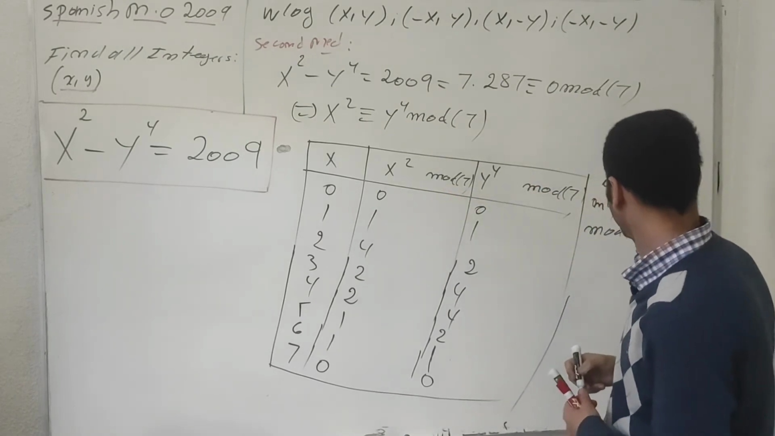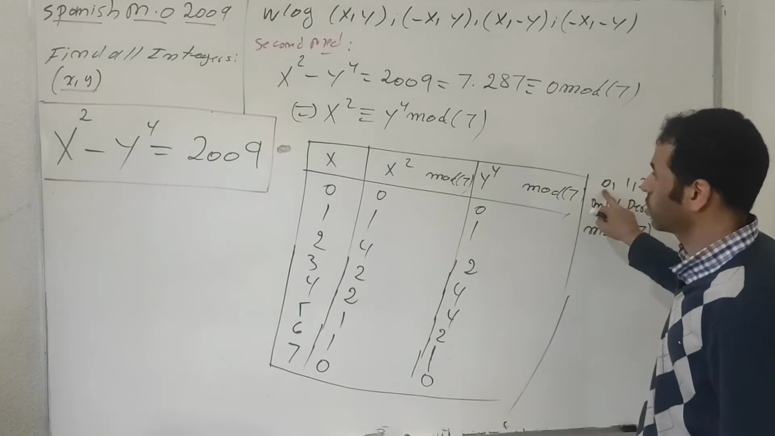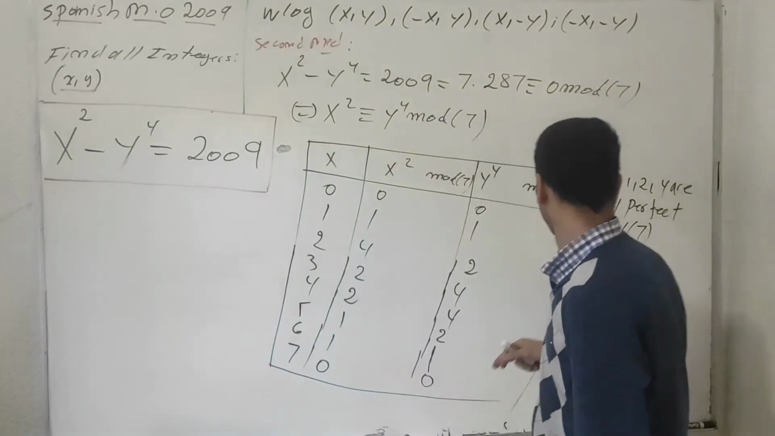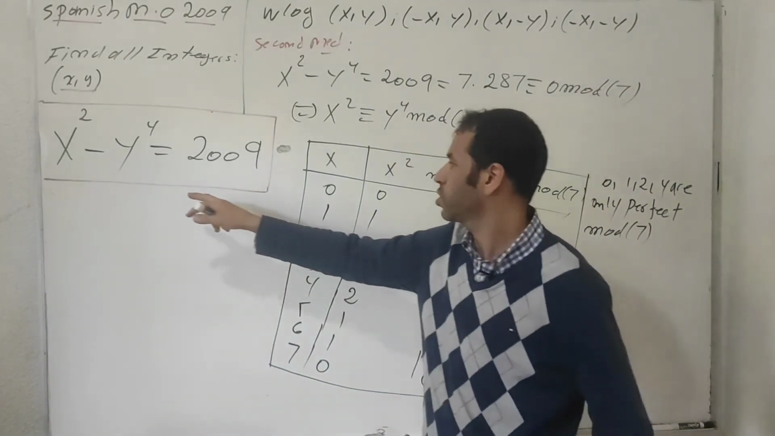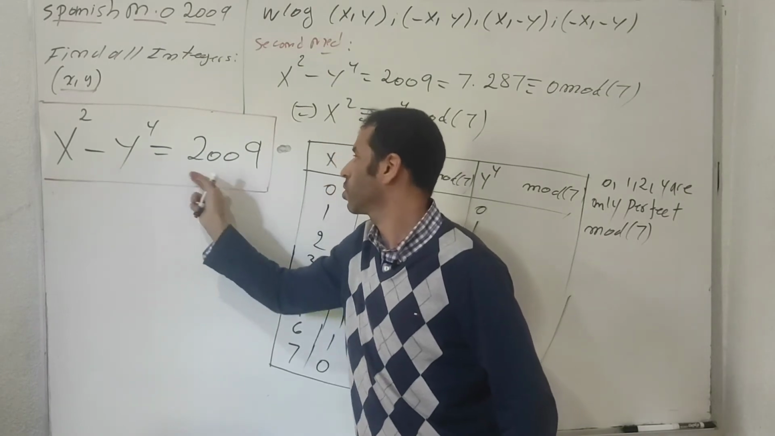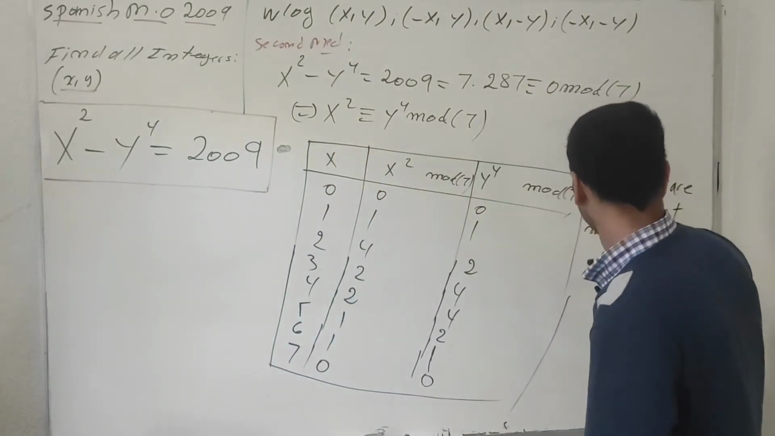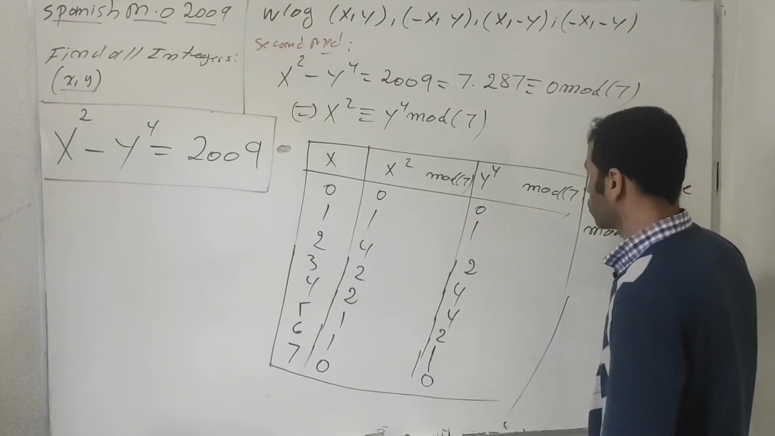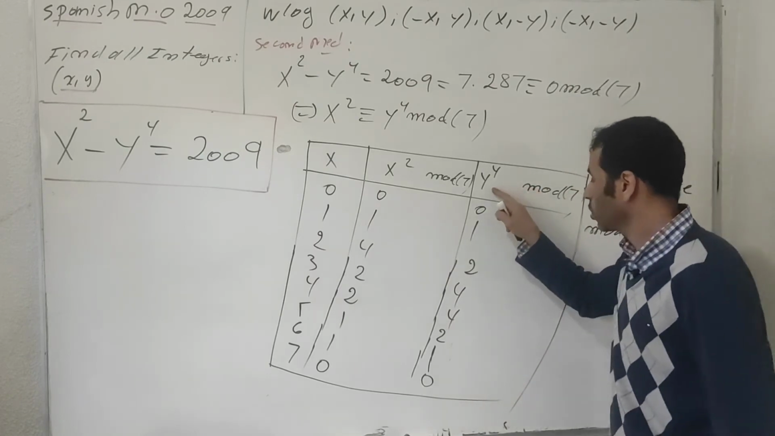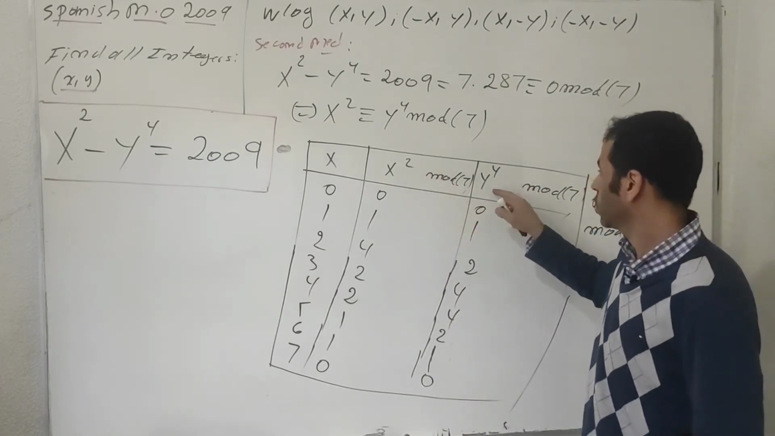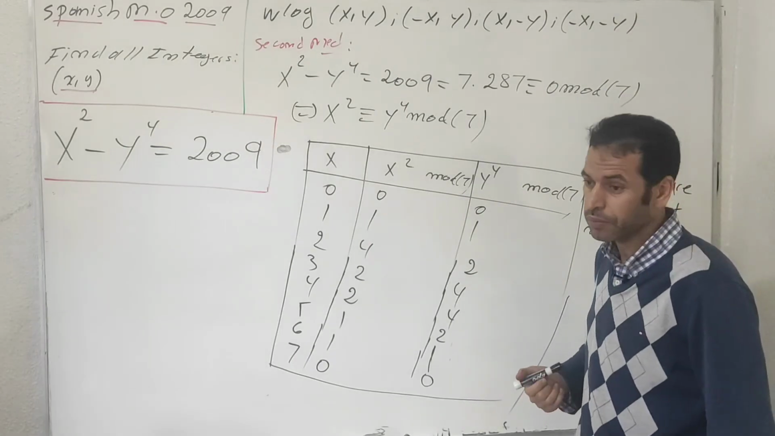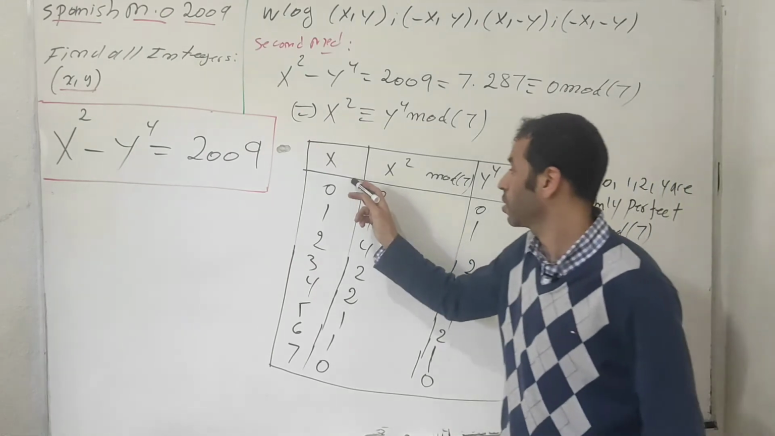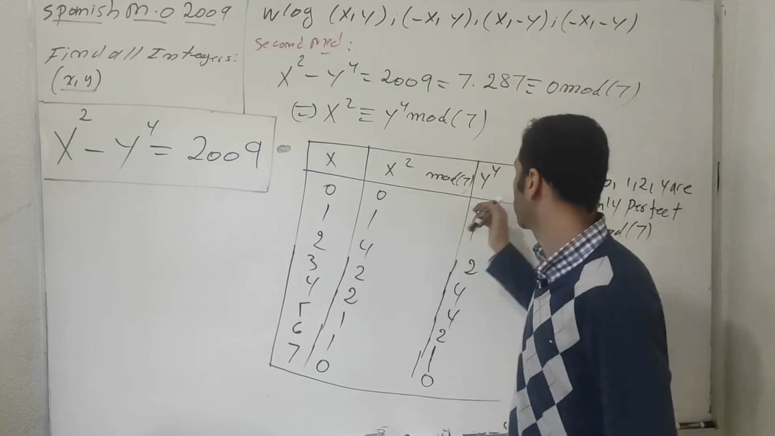Okay, so I'm going to go through all of these. Clearly 0 doesn't work, because 0 gives us 0 minus 0, which is not 2009, so it doesn't verify this equation. 1 also doesn't verify this equation, because 1 minus 1 is 0, which is not 2009. So I'm going to check y equals 4, then y equals 2. Why am I starting with y to the fourth and not x squared? Because y to the fourth is more powerful. For example, y to the fourth can be divisible by 16.